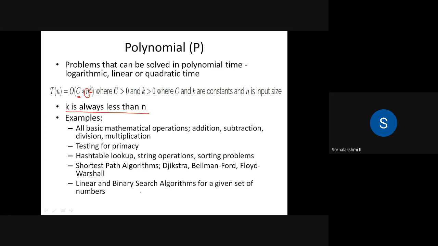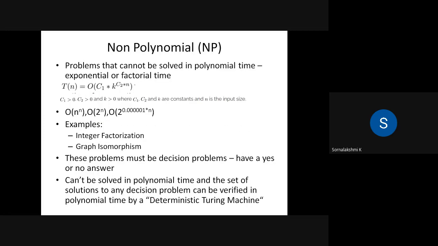And all the examples, the prime checking, shortest path algorithms like Dijkstra, Bellman-Ford, linear search, binary search, all these are polynomial, having polynomial time for solving. And the non-polynomial problems are those that cannot be solved in polynomial time. So it could be an exponential or a factorial time.